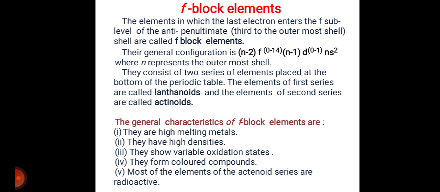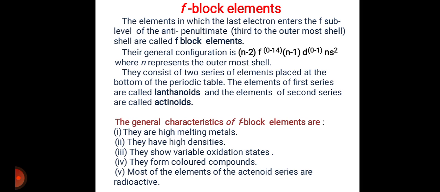And next is f-block elements. What are the f-block elements? The elements in which the last electron enters the f subshell of the antepenultimate shell, that is the third to the outermost shell, are called f-block elements. The general electron configuration is (n-2)f0 to 14 (n-1)d0 or 1 ns2.